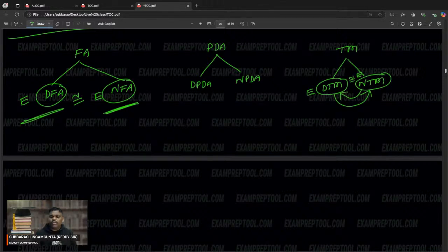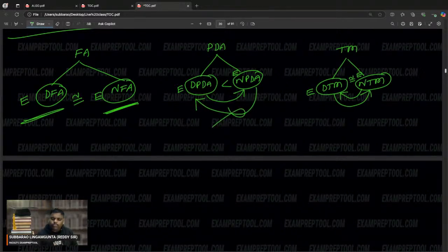So approximately they both are equal. But see the interesting story. DPDA, NPDA, their powers are different. Expressive power of DPDA, expressive power of NPDA. Remember, NPDA is greater. NPDA has more power. For every DPDA, NPDA possible. For every NPDA, DPDA is not possible. Try to understand. For every DPDA, NPDA possible. For every NPDA, you cannot create DPDA. It is not possible.